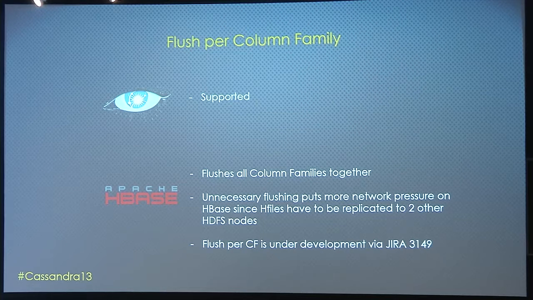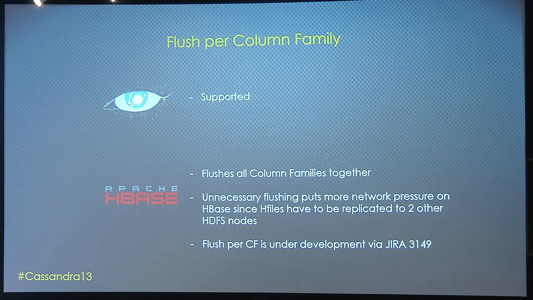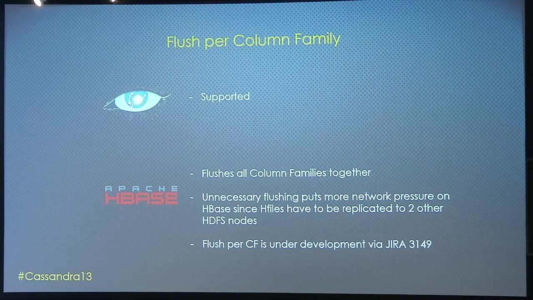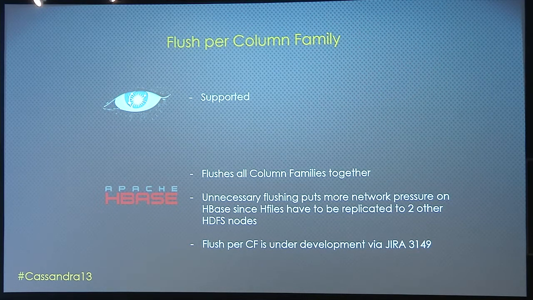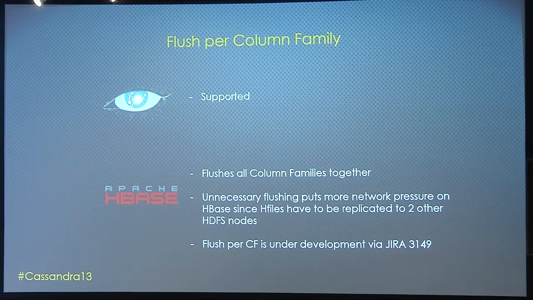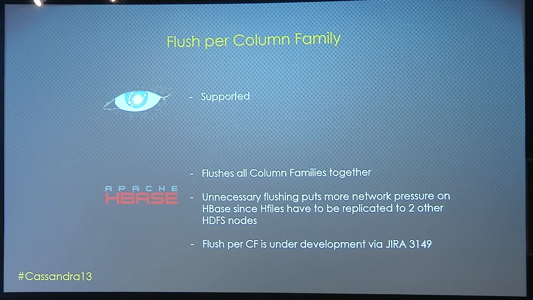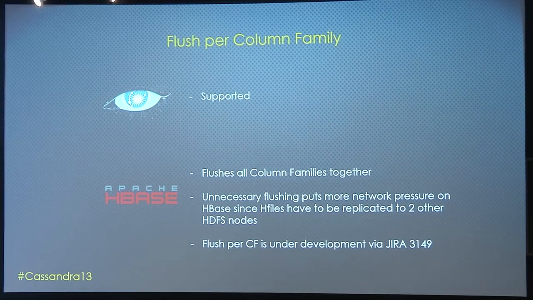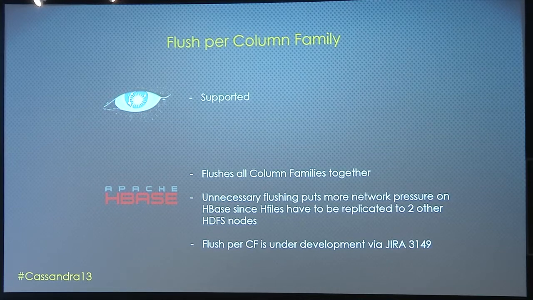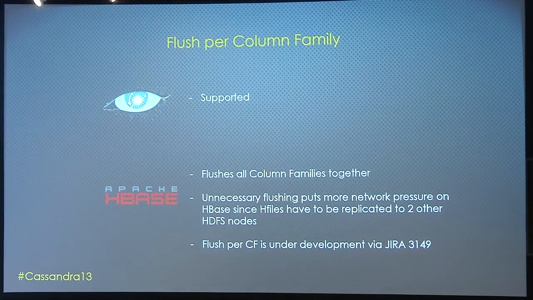So maybe 1 column family has like pictures you're storing in it, and other column families are just like tiny metadata stuff, so it's not getting full. But when you fill up this memstore with the pictures, now you're gonna have to flush the other ones as well. And this will probably put a lot of memory pressure on you because you're flushing these little tiny files, synchronizing them with HDFS or the network. There is work being done in HBase, under JIRA 3149, to do the flush per column family.